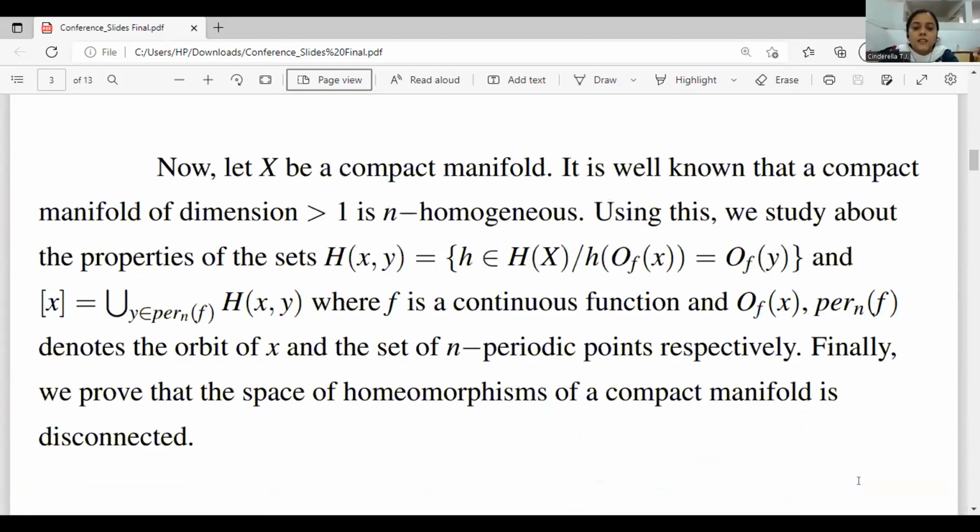Now, this is what my paper is all about. That is, if X is a compact manifold, we have the result that says that a compact manifold of dimension greater than 1 is n-homogeneous. Using this, we define the sets H of x, y and bracket x. And finally, we prove that the space of homeomorphisms is disconnected. The terms used in this slide, we will see in the coming slides.